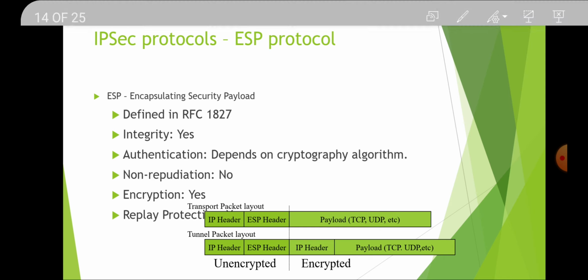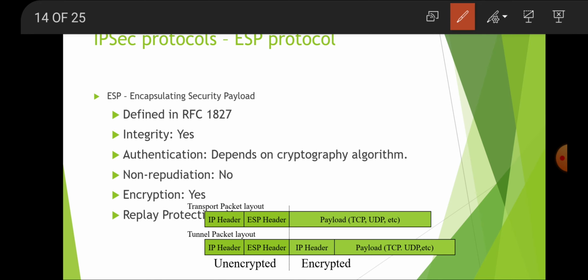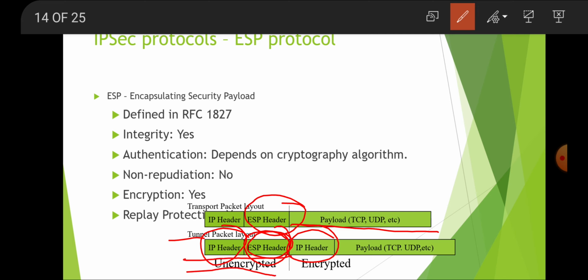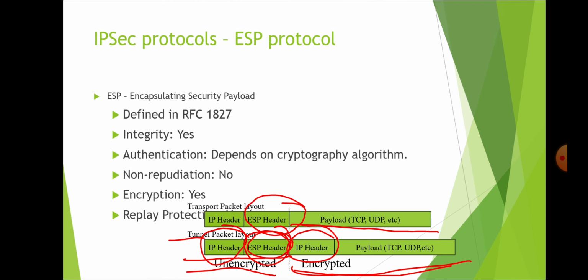You can see here, similar to the transport packet layout, in the transport mode there is the IP header, then the ESP header, and then the payload. In the tunnel packet layout, there is the IP header, ESP header, and then the IP header, so the ESP header is provided in between. The first part is unencrypted, and after that the next part will be encrypted. So this is how the ESP protocol works.